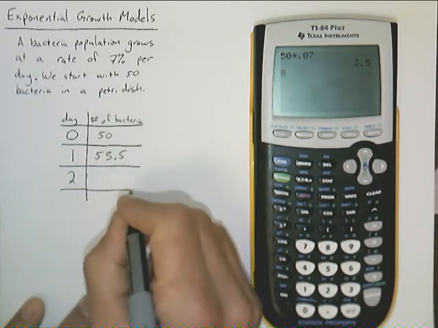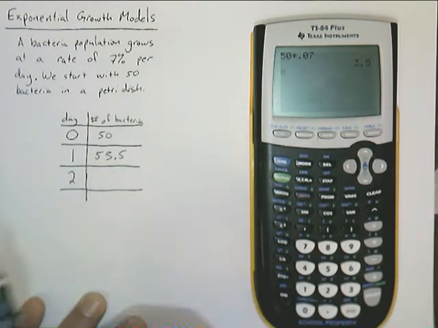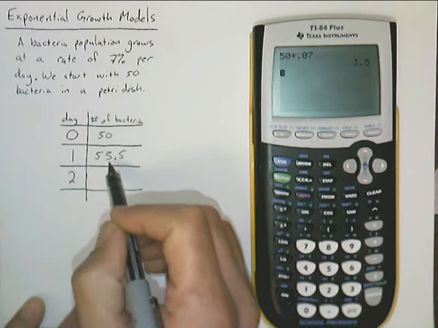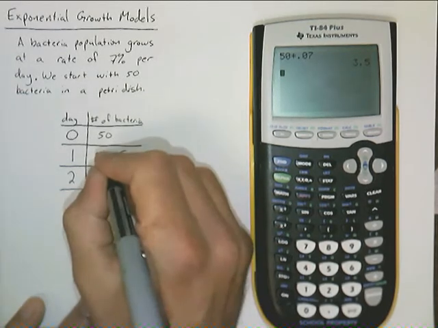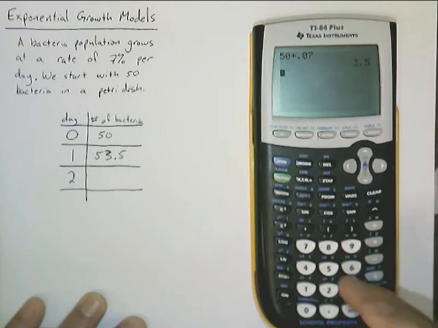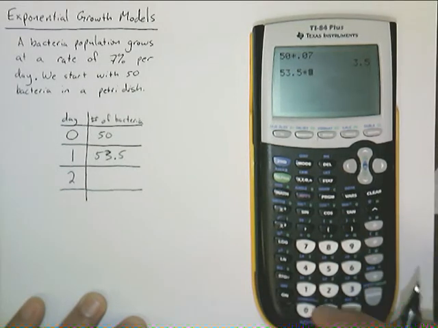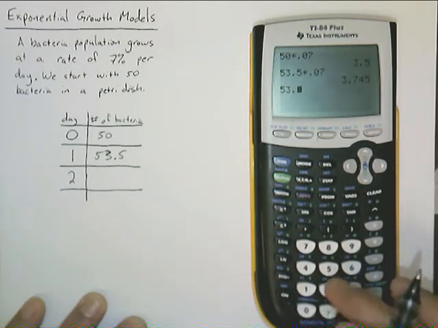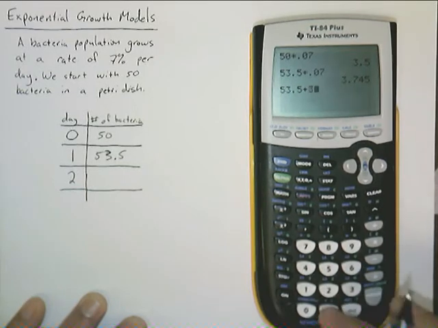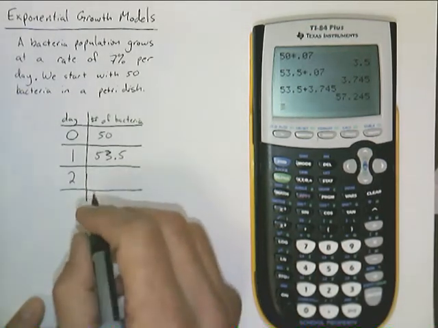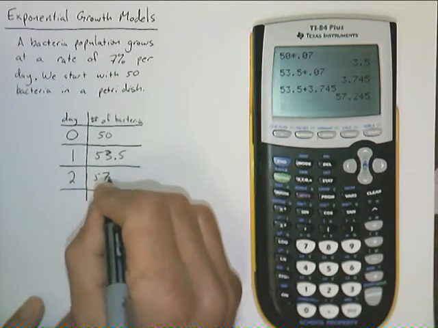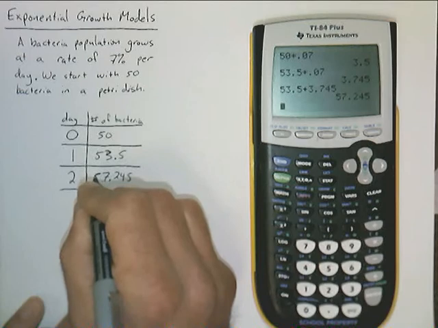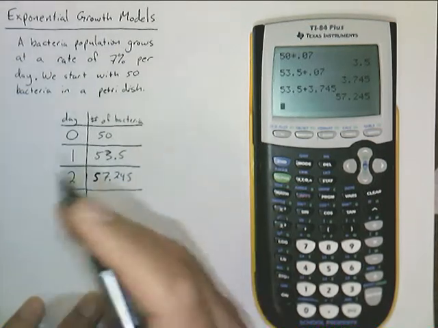After 2 days, we're going to gain another 7%, but not 7% of the original 50. Now we're gaining 7% of the 53.5. So we take 53.5, multiply that by 7%, and we get 3.745 more bacteria, which of course we need to add on to the 53.5 that we had before on day 1, giving us 57.245. Again, these are not exact numbers or anything. This is just a model.